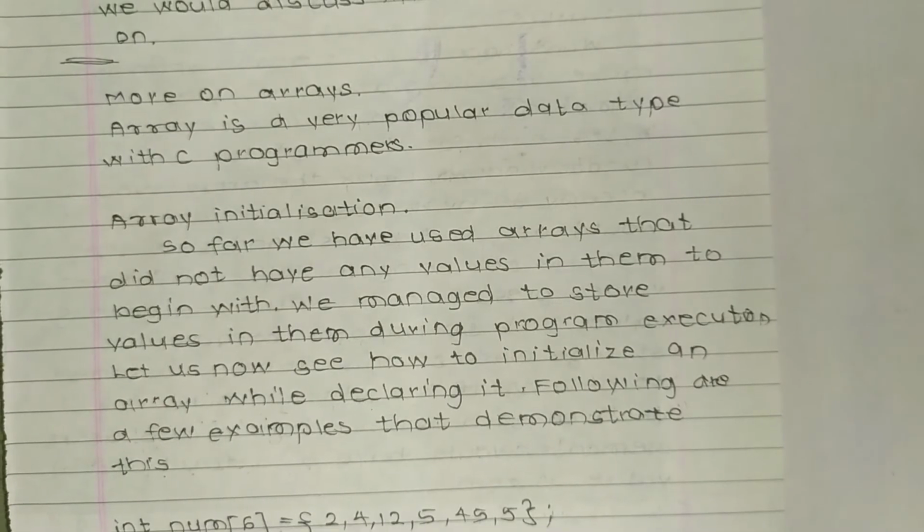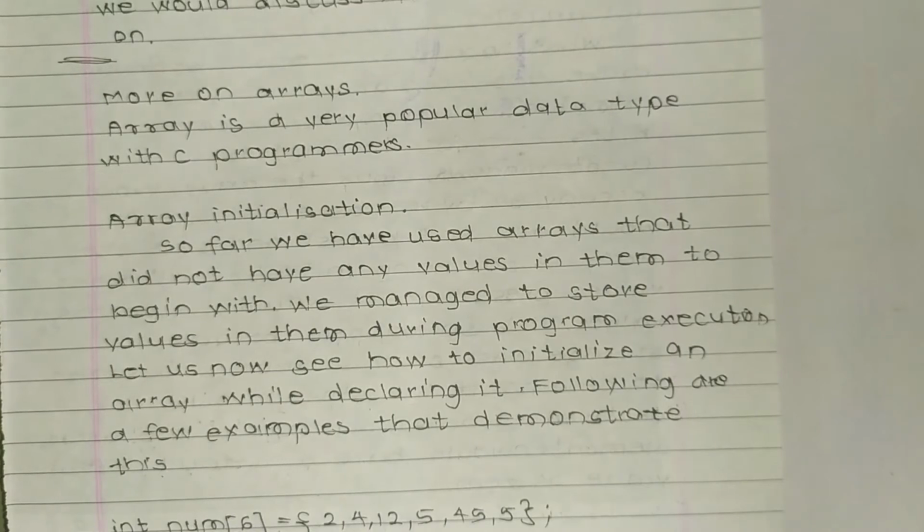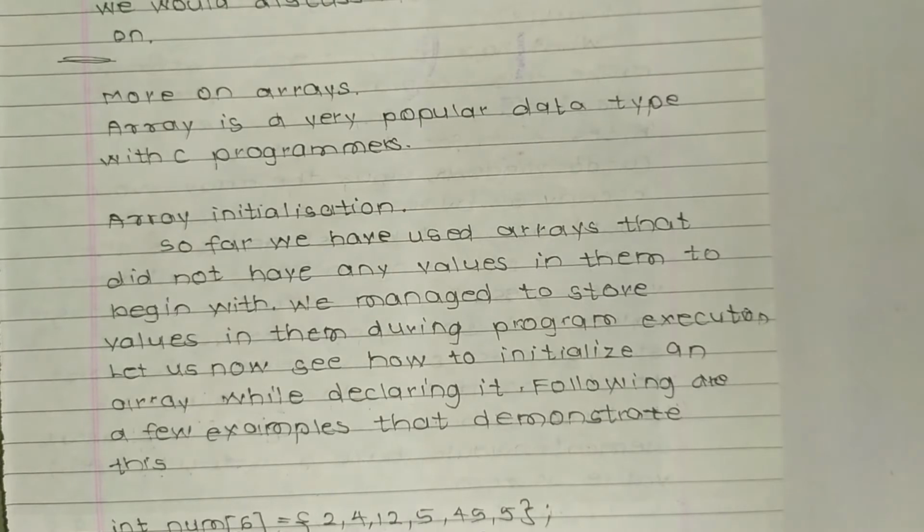More on arrays. Array is a very popular data type with C programmers, because of its usability: it can store a lot of numbers or a lot of data in one variable. That is why array is a popular data type.